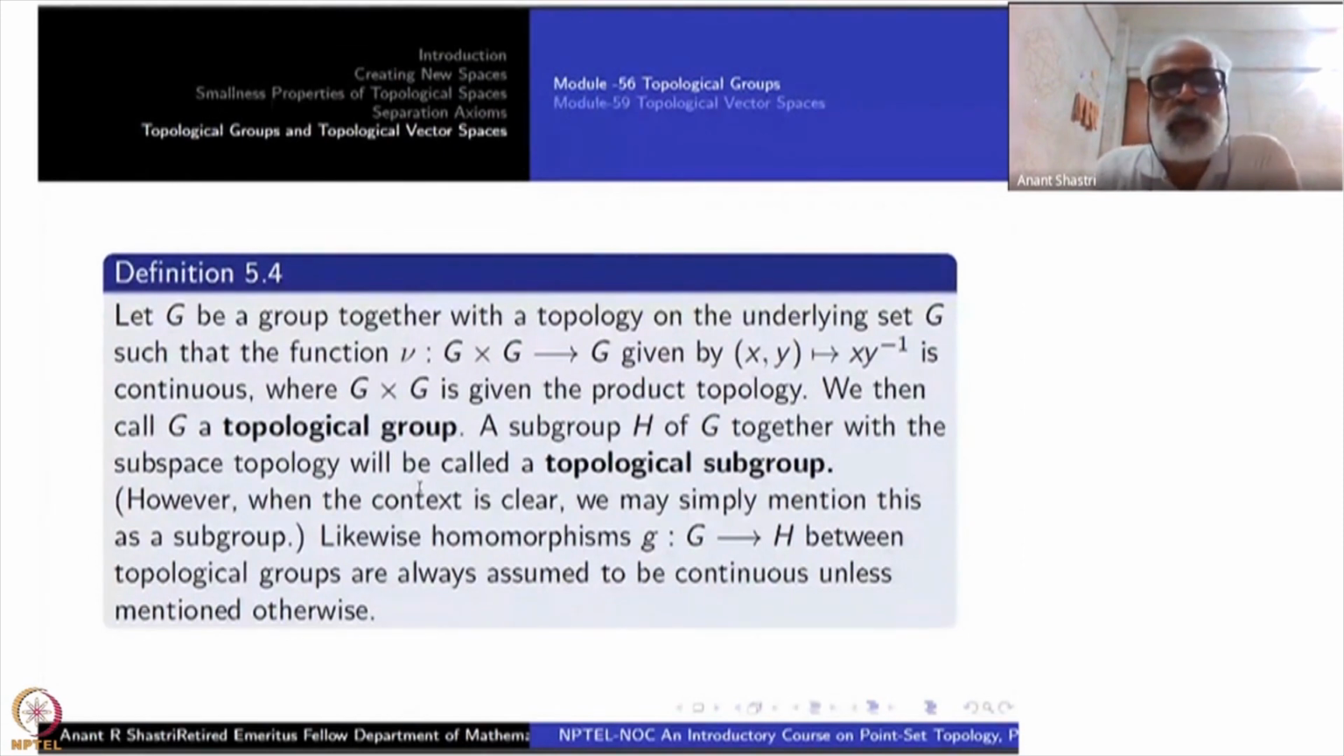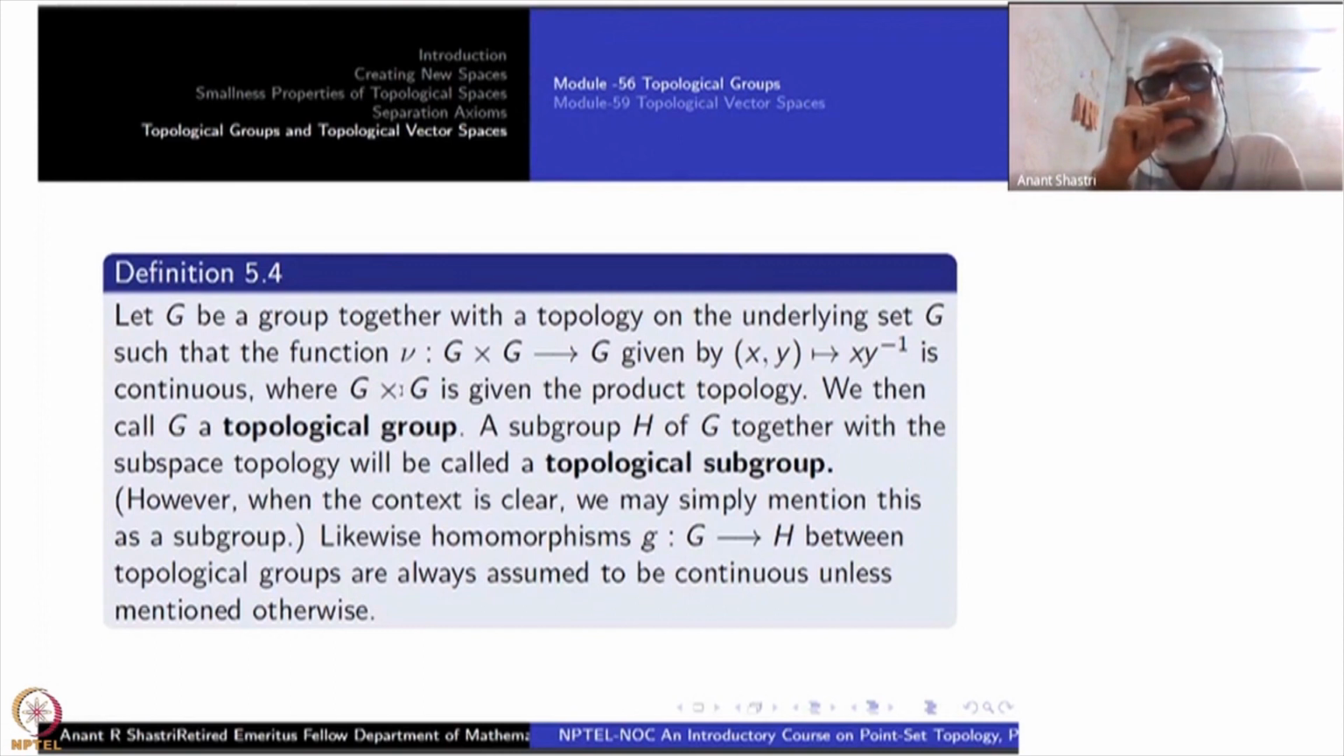Let G be a group together with a topology on the underlying set G such that the product map, namely (x, y) going to x y inverse, that I am going to denote by nu for a while, must be continuous. What is the continuity here?